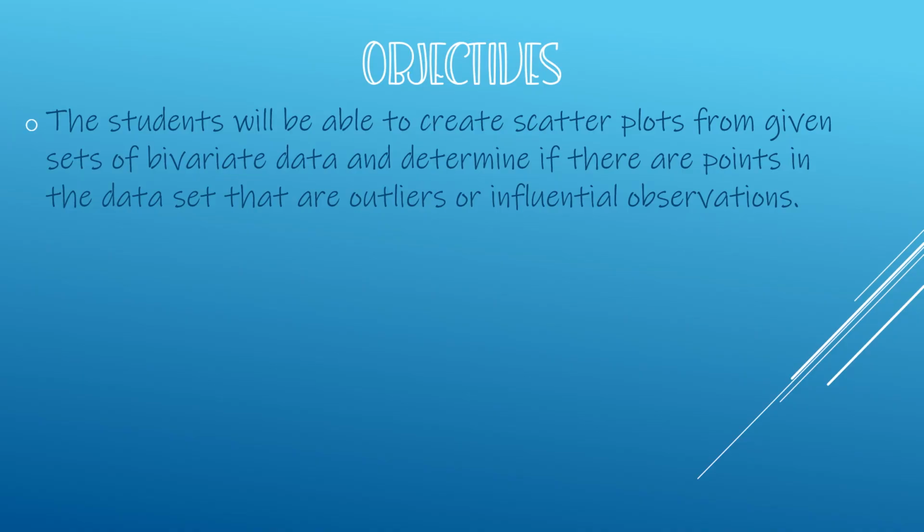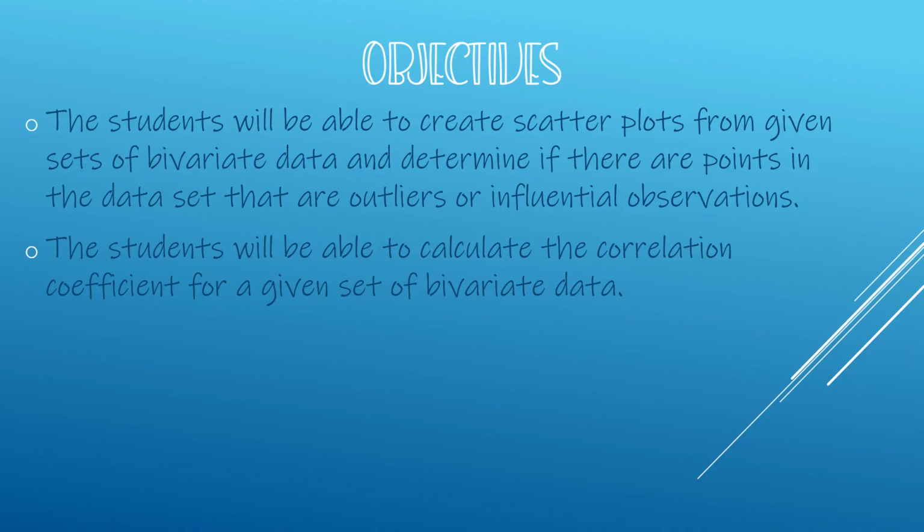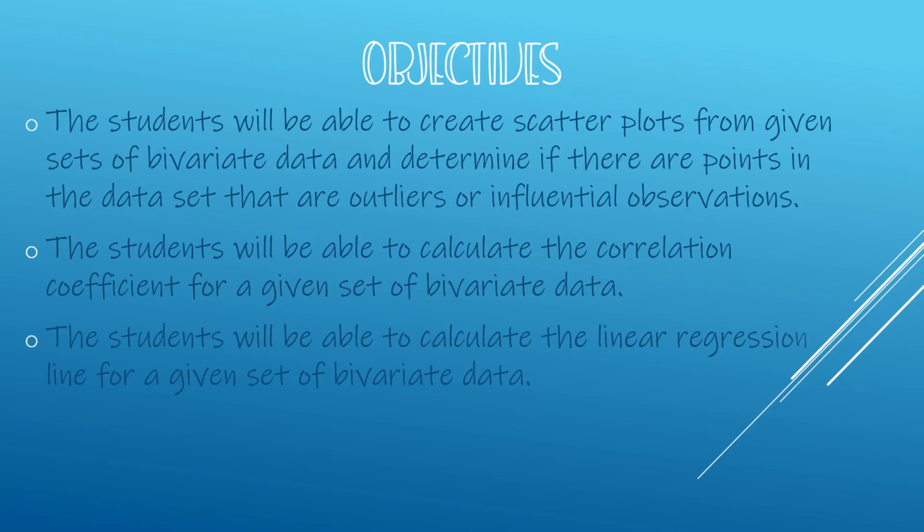Objectives. The students will be able to create scatter plots from given sets of bivariate data and determine if there are points in the data set that are outliers or influential observations. The students will be able to calculate the correlation coefficient for a given set of bivariate data. We already know how to do that. The students will be able to calculate the linear regression line for a given set of bivariate data, which we already know how to do as well.